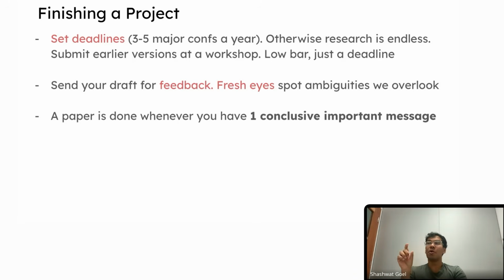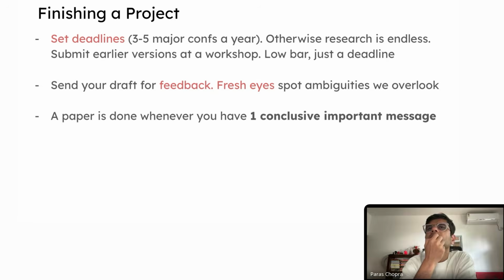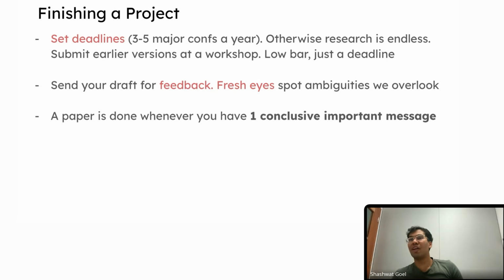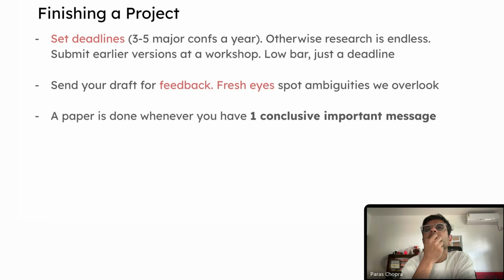Workshops are mostly non-archival in machine learning. So the idea is that you can submit something to a workshop, and if it gets accepted, you can still keep submitting it to a main conference later. Oh, is it? Oh yeah. So it's not like you submit to a workshop and now you can't resubmit it anywhere else. Oh, I didn't know that.